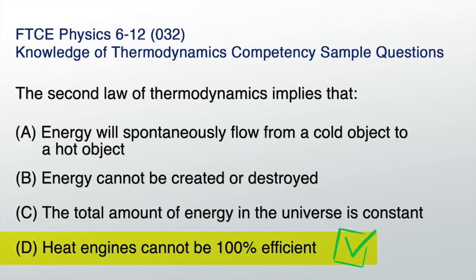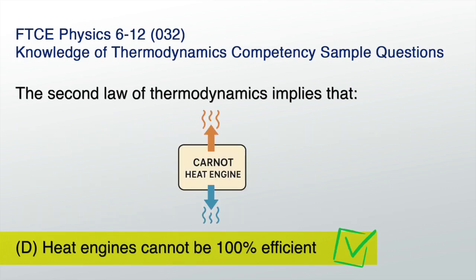The second law of thermodynamics implies that heat engines cannot be 100% efficient because some energy will always be lost as waste heat, increasing the total entropy of the system. This is known as the Carnot's theorem. Heat always flows from hot objects to cooler ones. And the other choices describe the first law of thermodynamics, conservation of energy.